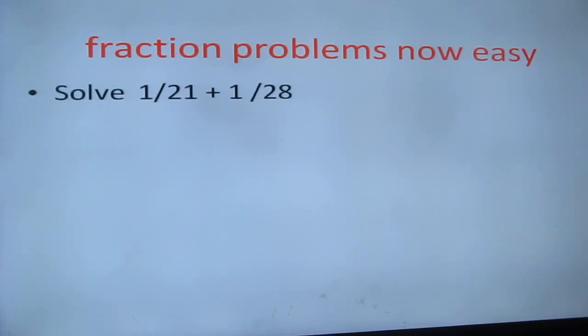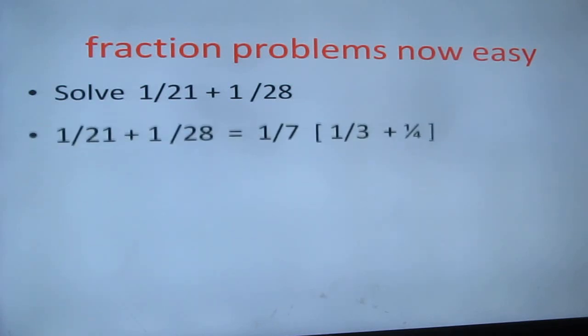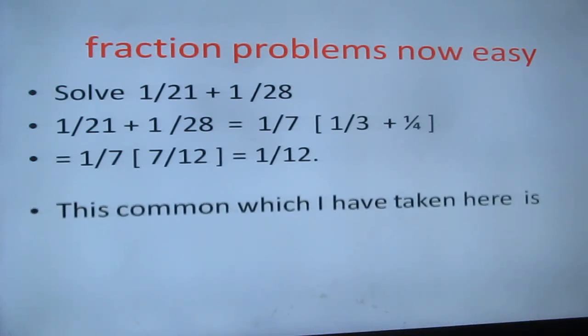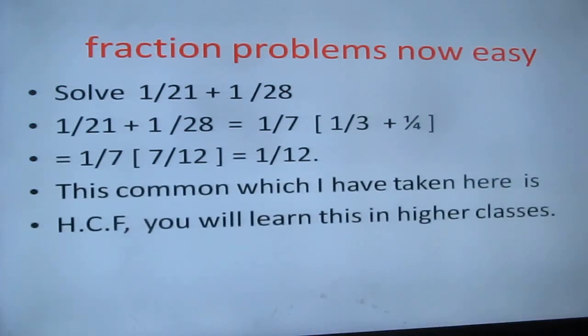We know how to do it in two different methods. One is the LCM method, second is cross multiplication. The third method is what I said: observe anything common between the denominators. Any tables? Yes, 7 3s are 21, 7 4s are 28. So 7 is common. You can take 1 by 7 out. So 1 by 21 plus 1 by 28 can be written as 1 by 7 into 1 by 3 plus 1 by 4. What is 1 by 3 plus 1 by 4? It is nothing but 7 by 12. So 1 by 7 into 7 by 12 is nothing but, 7 gets cancelled, 1 by 12. The common factor which I have taken here is called HCF. You will learn this in higher classes.